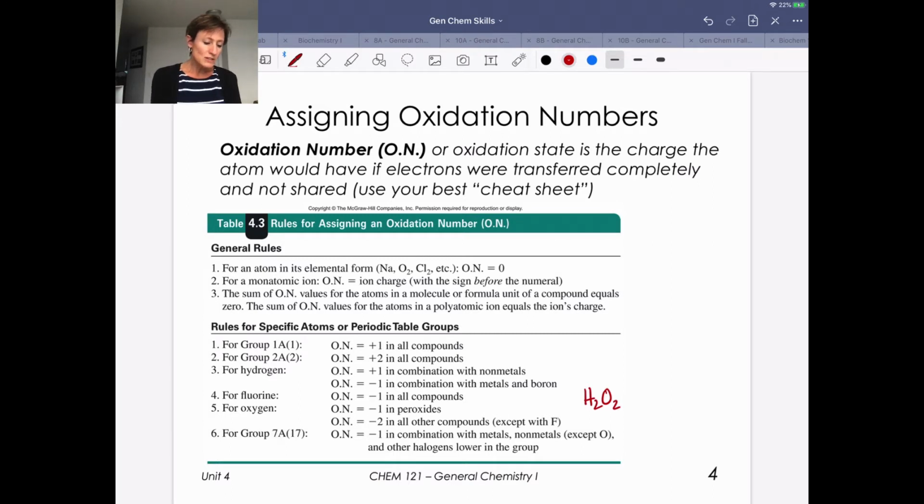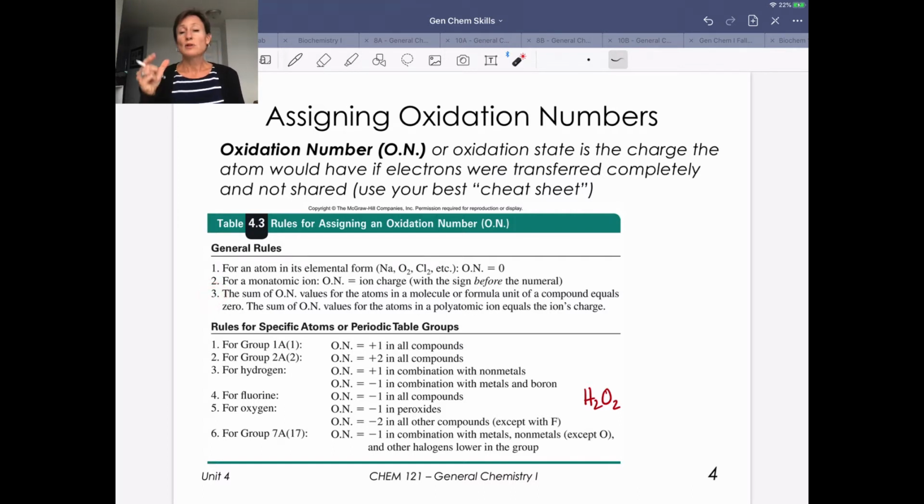Couple of other rules to think about, and then we're going to run through an example here. Anything that's in its elemental form, as you find it on the periodic table, is going to be neutrally charged because they're elements in their elemental form. The oxidation number is 0. If we have monatomic ions, the oxidation number is just going to be whatever the charge is on that ion. And this is going to become important. We'll see that in our example.